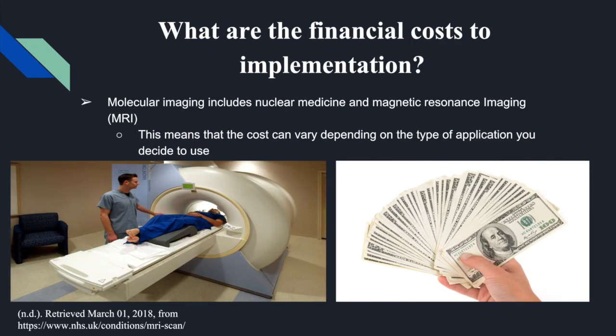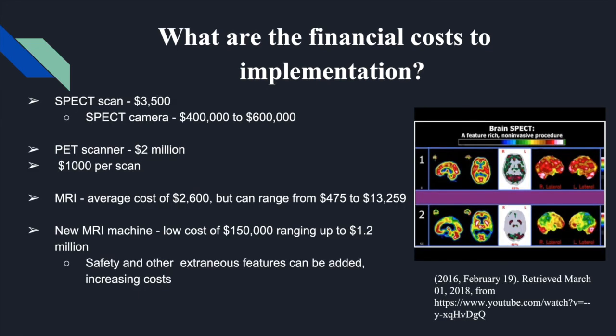So next we're going to be talking about the financial costs for implementation of molecular imaging. Molecular imaging includes nuclear medicine and magnetic resonance imaging, or MRI. This means that the cost can vary depending on the type of application selected. SPECT scans can cost a patient about $3,500, and SPECT cameras cost around $400,000 to $600,000. A PET scanner costs around $2 million.